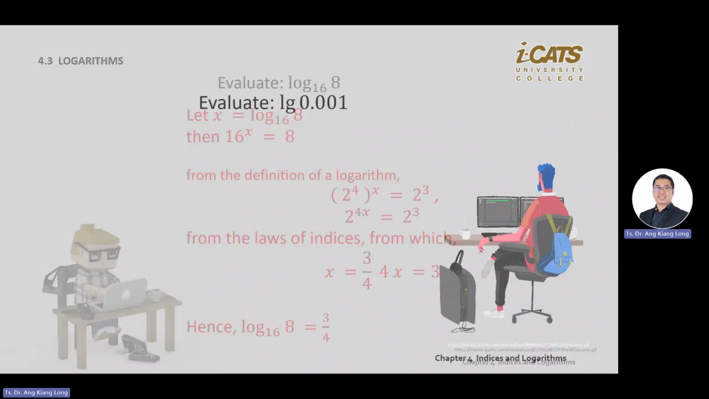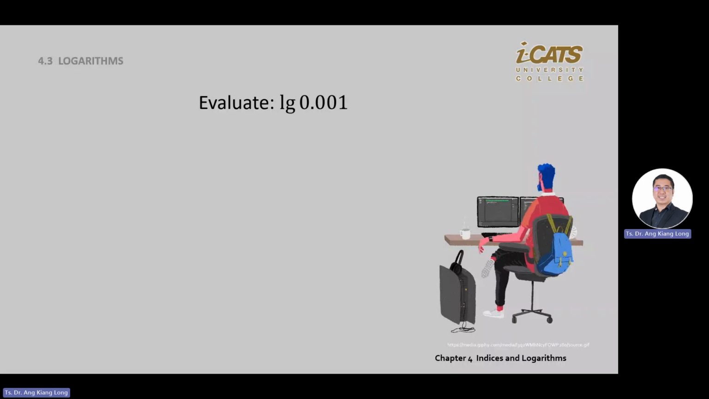Okay. Log 0.001, what is the x? LG is base 10, right? Base 10. So 0.001 is 10 power negative how many? 3, yeah? It's got 3 decimal. So you move to the front, 3 times, means you divide 1000. Divide 1000 means it's minus 3.